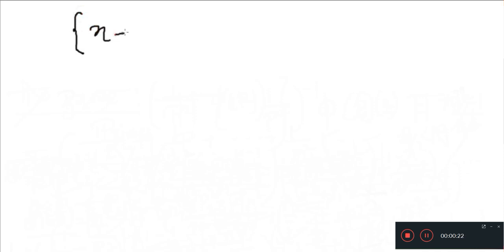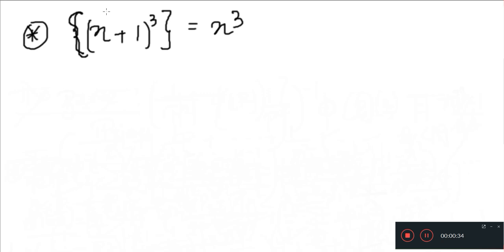The fractional part of (x plus 1) whole cube is equal to x cube. This is the equation given to me, and this is one of the equations discussed by one of my students while I was teaching him, and we need to find the real solutions.